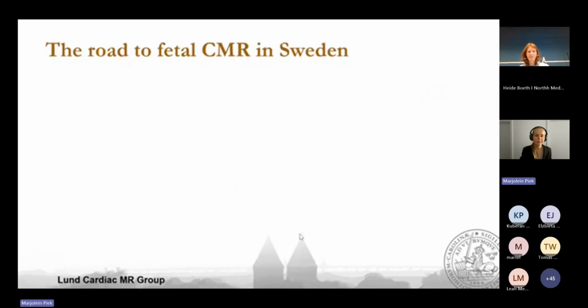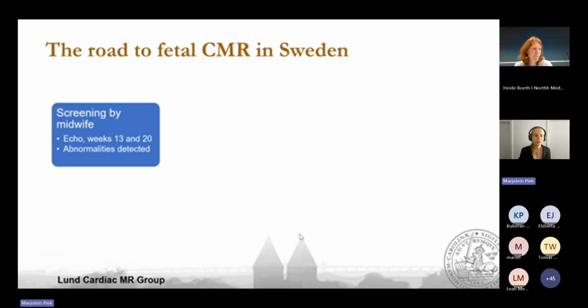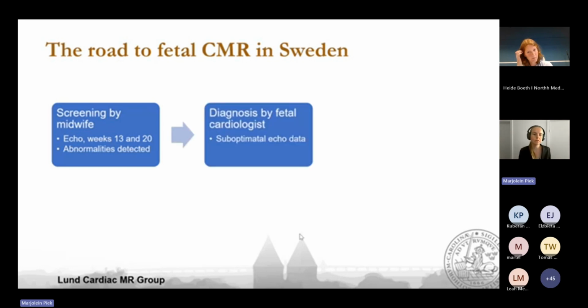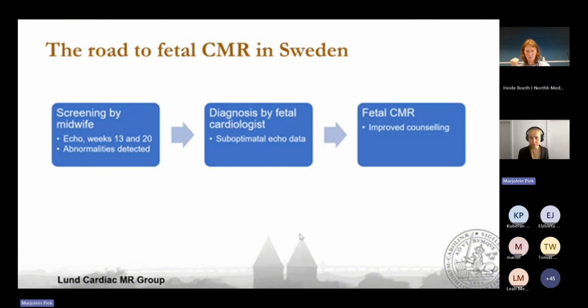Happy to be here. Let us immediately start to say how the road is to fetal CMR in Sweden, because I think fetal screening is done differently in different countries. So in Sweden, we start with screening by midwife. We have ultrasounds at week 13 and week 20. And if there are any cardiac abnormalities detected, they will be referred to a diagnosis by a fetal cardiologist. If they then have suboptimal echo data, they can refer for fetal CMR in our hospital in Lund, Sweden, and we hope to get improved counseling from that.